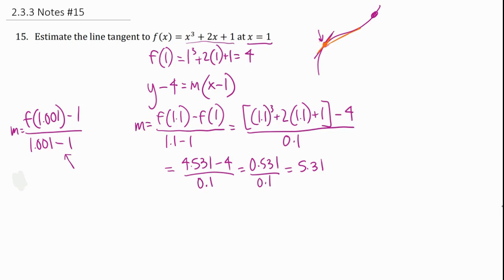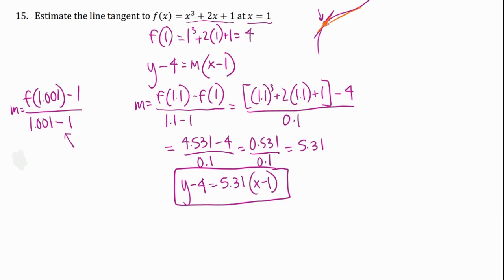But for now, we've got an estimate. It's about 5.3. That's fine. It's close-ish. Make sure you keep all your decimal places. So my tangent line is y minus 4 is equal to 5.31 times x minus 1. And again, this is just an estimate. This is not the exact answer. The exact answer you will find in chapter 3.